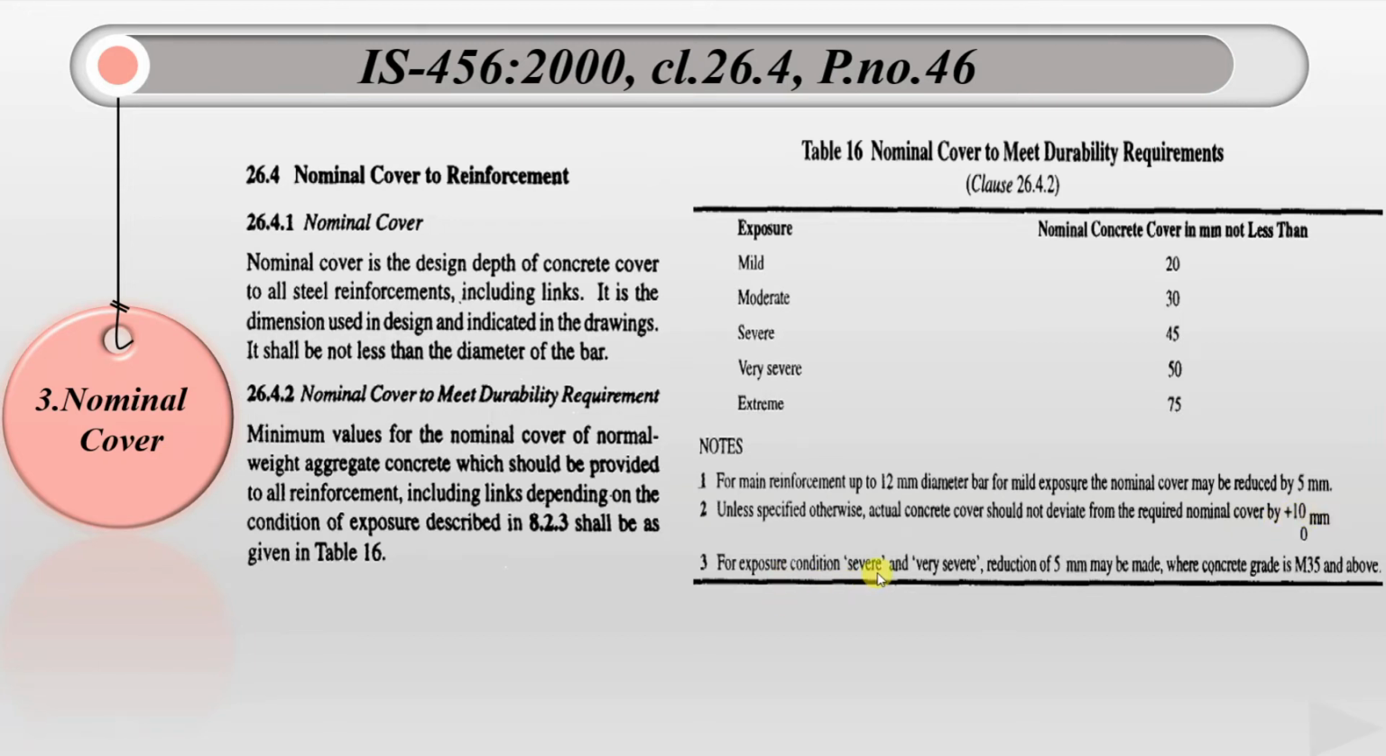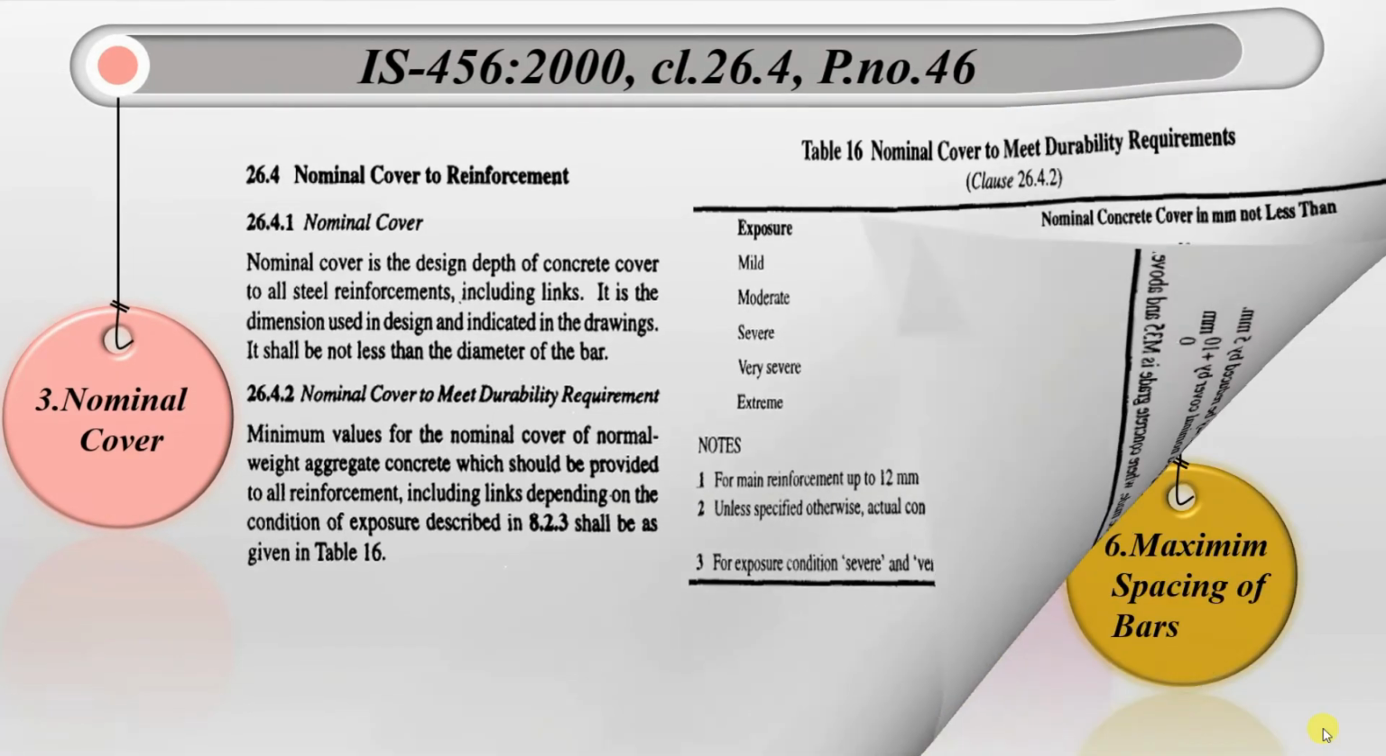So for exposure condition, severe and very severe, a reduction of 5 mm may be made where concrete grade is M35 and above. So for this severe and very severe condition where the concrete grade is M35 and above, in that case we can reduce the concrete cover by 5 mm.